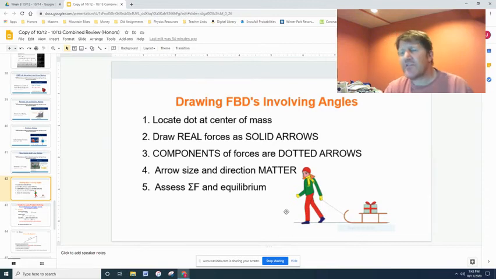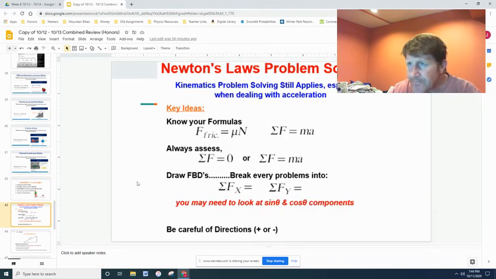A lot of students are having issues with free body diagrams. And again, just realizing that when you are drawing an object, you find the center of mass, and you are going to draw all your forces from that. Your real forces are drawn with solid lines, and your component forces, the ones that you're going to break into the x and y direction, will be drawn with dotted lines. Then you assess to see if it is an equilibrium or a non-equilibrium. Then, using Newton's second law, we look and assess whether it's an equilibrium or if it's going to be accelerating because it's a non-equilibrium.